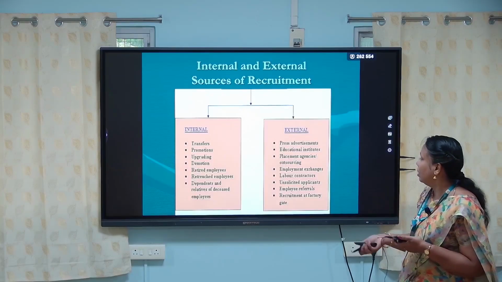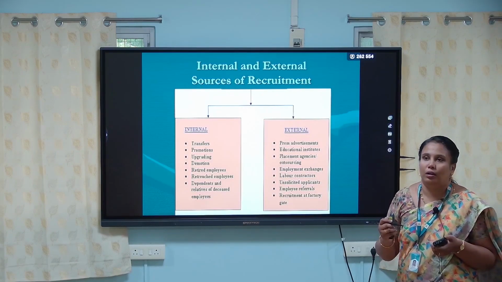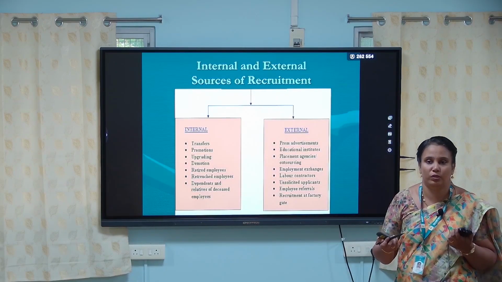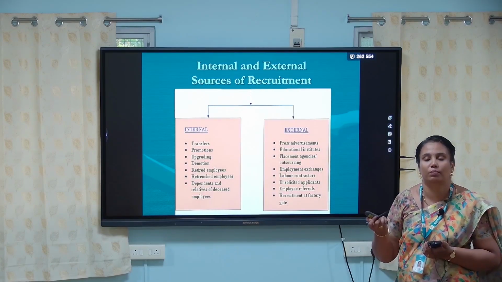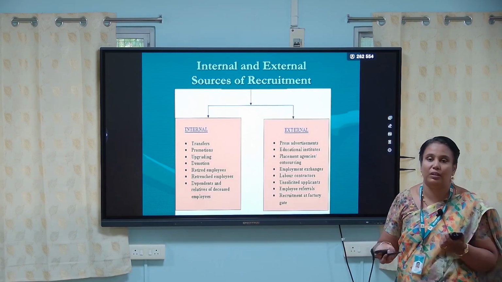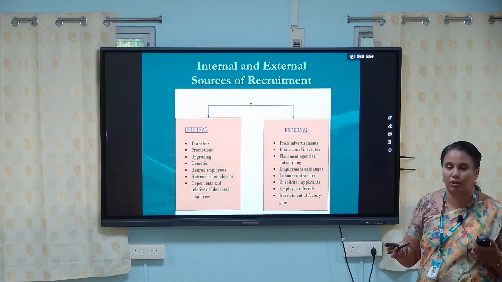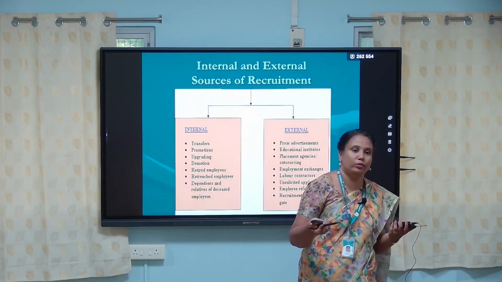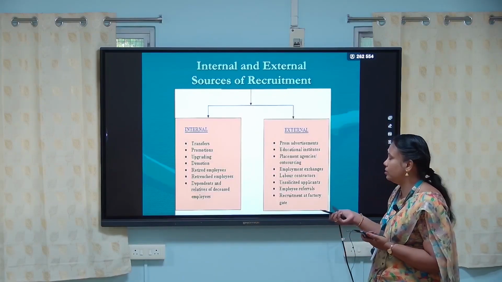And moving to the next one, unsolicited applicants. This refers to a case where the organization does not announce any vacancies, but you wish to work in a particular organization. You can visit the organization, meet the HR, and give your resume. If any vacancy arises, they will call you. You are giving your resume voluntarily, going to the organization because you want to work there. That is unsolicited applicants.